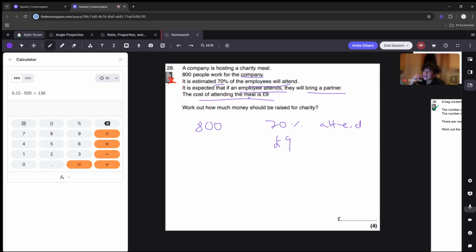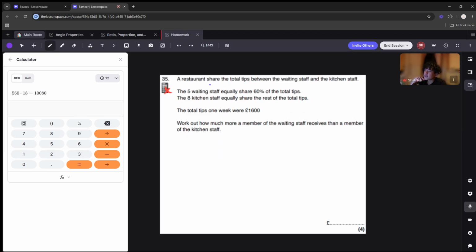So it's expected that if an employee attends, they will bring a partner. So 800 people. 70% of 800 is 0.7 multiplied by 800, which is 560. And because they will bring a partner, we multiply that by 2. And the cost of attending the meal is 9. So 560 multiplied by 18, since 2 times 9 is 18. I'm just going to save myself a little bit of time. So that's £10,080. Lovely, nice.